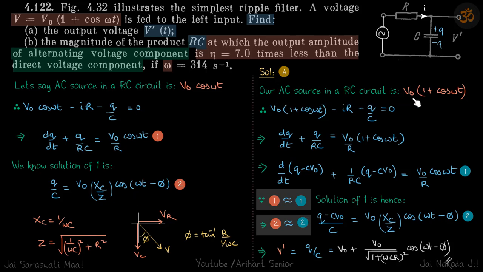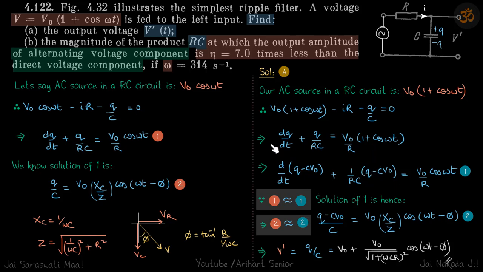Here our source is V0 (1 + cos omega t). Again, if you write the KVL here, it will be V0 (1 + cos omega t) minus IR minus Q by C equals 0. We rearrange it in this form. Obviously this is different from the earlier equation, but we rearrange it a little bit. We take this V0 by R to the left side, so that term becomes this. V0 by R cos omega t is still on the right side. And instead of dQ by dt, let's write d by dt of (Q minus CV0). CV0 is a constant, so d by dt of that will be 0. So this equation did not change. This equation is the same as this equation.